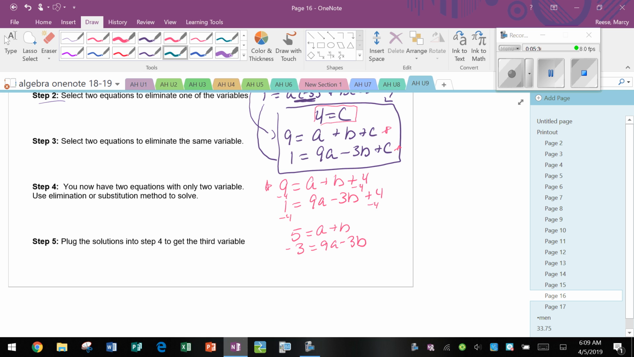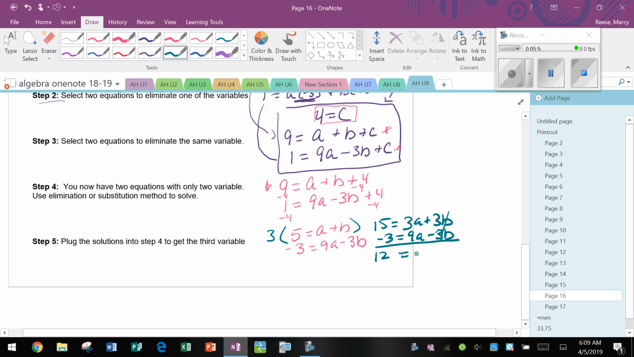Let me change the color so you can see. Multiply by 3, and this would be 15 equals 3A plus 3B. And this is negative 3 equals 9A minus 3B. Combine, the B's cancel out. I have a 12A, and I know A is 1. Now I have C is 4, A is 1. Plug them back in here to find B. Alright, that's all we've got left to do.